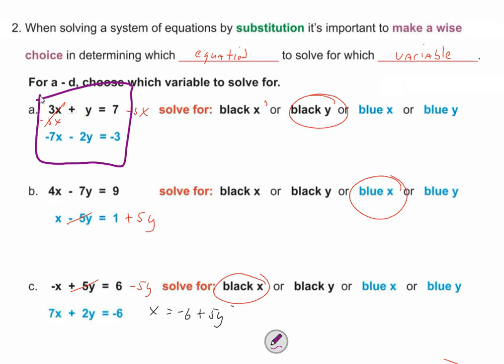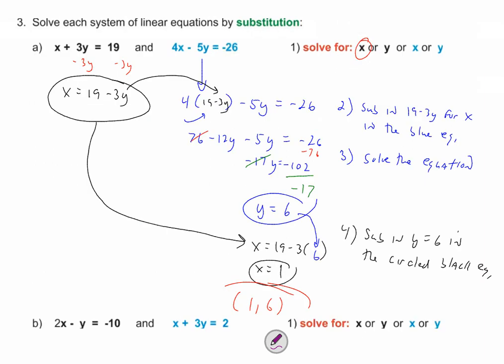And we said the best choice was solve the black one for y. That's the beginning step of solving by substitution, and if you make a wise choice there, you make your life easier. The second example, the best choice was blue x, and the third example, the best choice was black x. That's how you start it all. We then went and did an actual problem. So we had to first choose, are we solving for black x, black y, blue x, blue y? We chose to solve for black x.